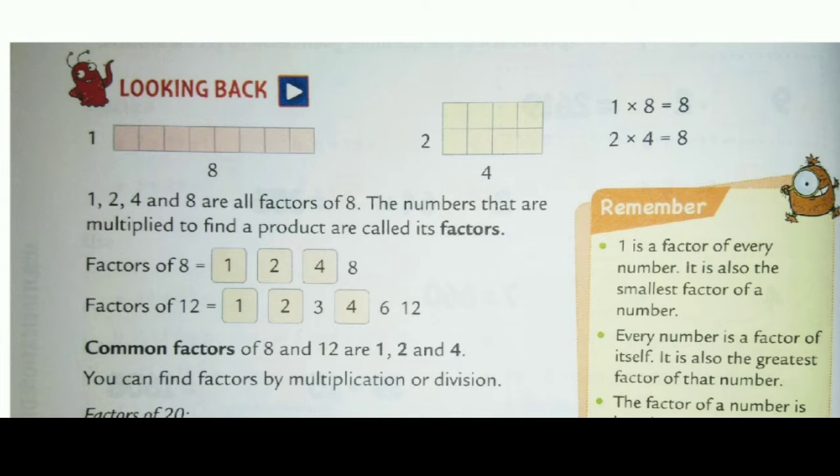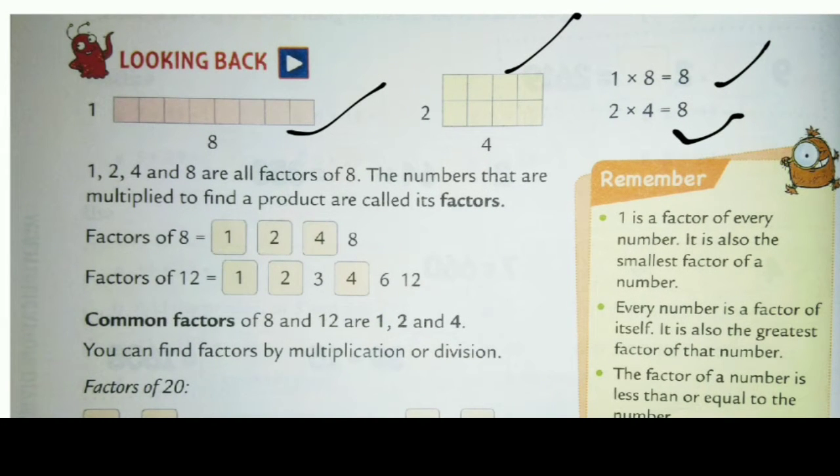In this one, a picture is showing on your screen. In this one, there are 8 blocks in one line. Clear? So this 8 we can write like this. After that, we can write it in two lines of 4 blocks, that is also 8. So 1 into 8 is 8 and 2 into 4 is 8. Clear? So 1, 2, 4 and 8 are all factors of 8.